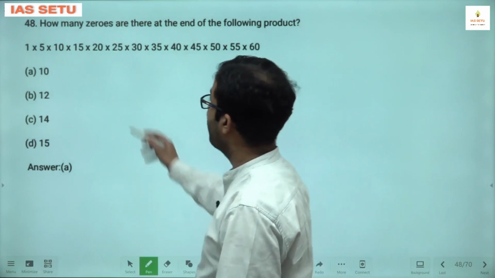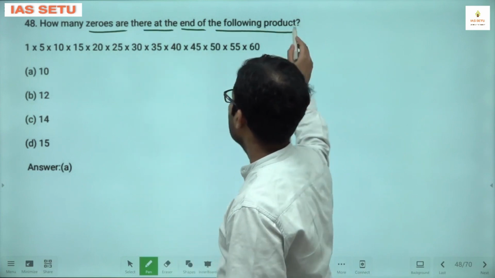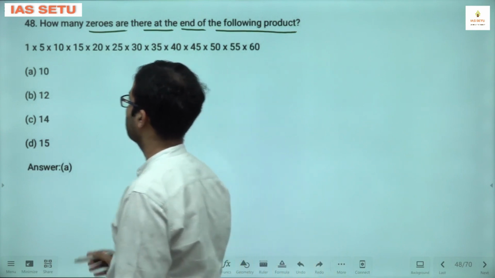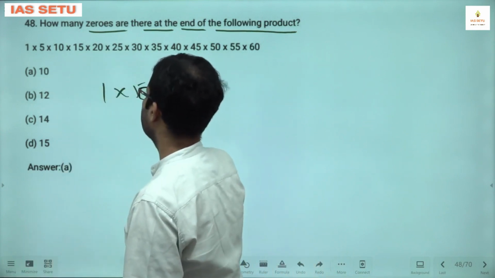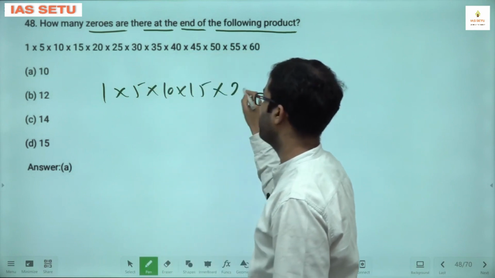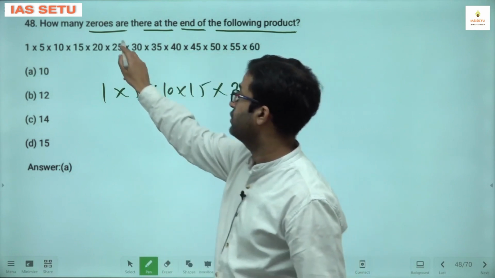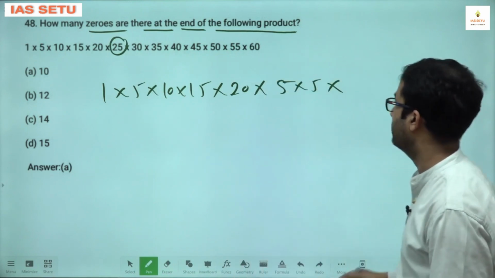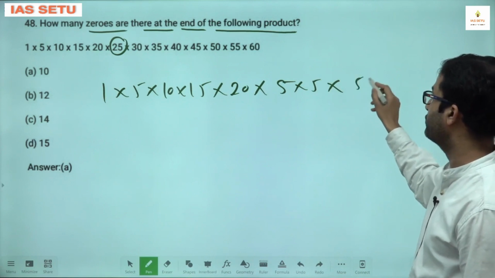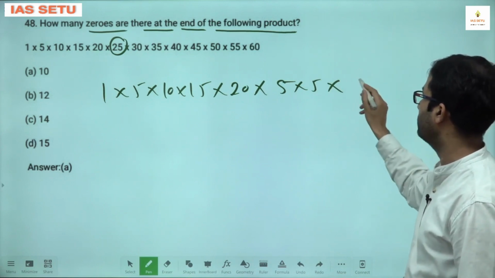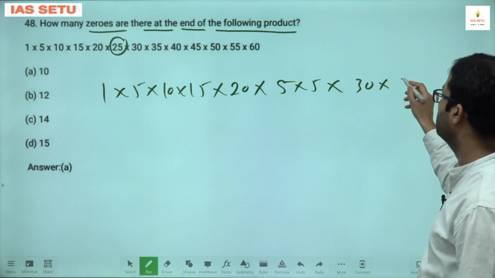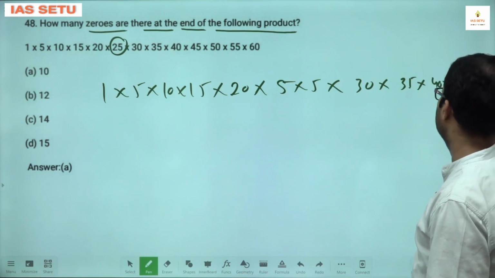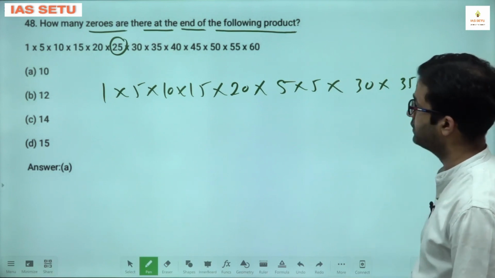Question number 48. How many zeros are there at the end of the following product? Okay. Answer is given here. But I tell you. This is 1 into 5 into 10 into 15 into 20 into 25. So we write 25 as 5 into 5, into 30. 30 is 5 into 6, or 30, take 30 only. 35, 5 into 7. 40, 45, 50, 55, 60.